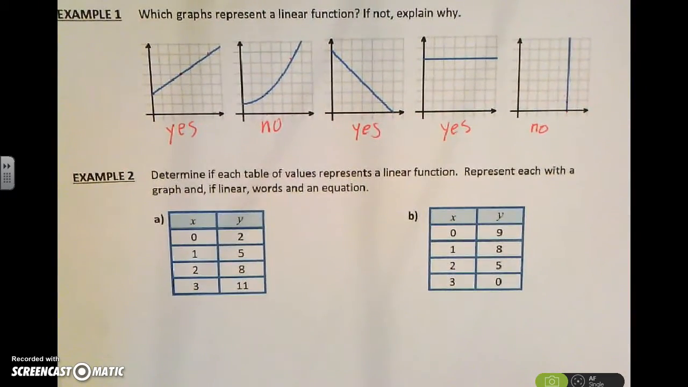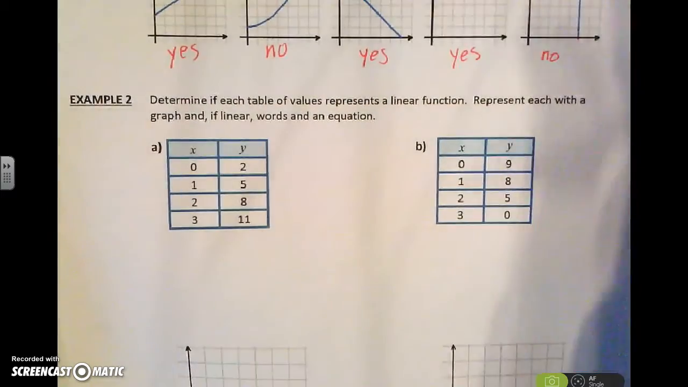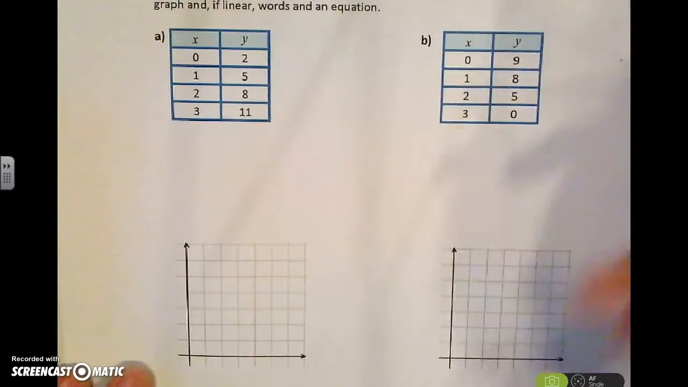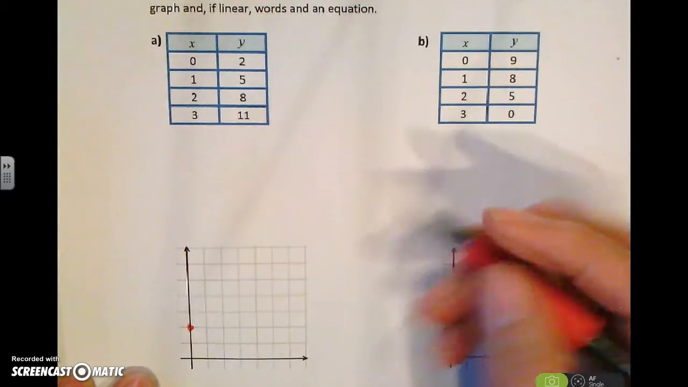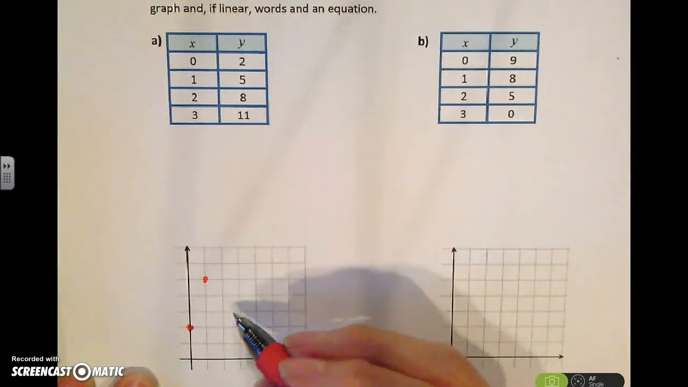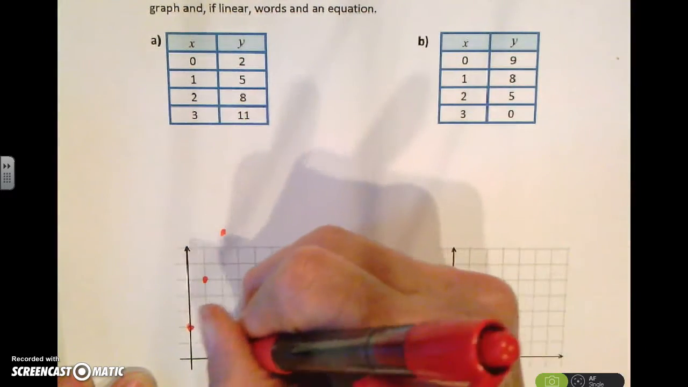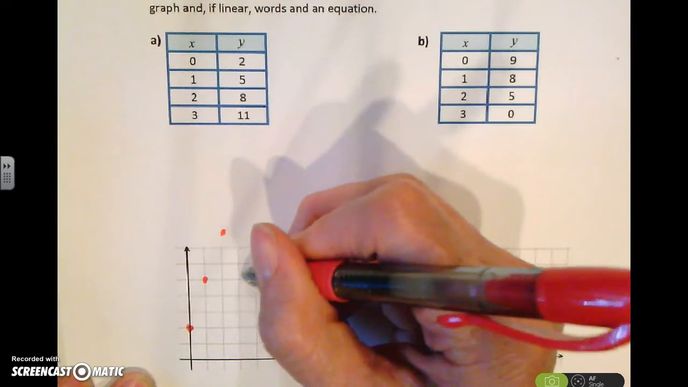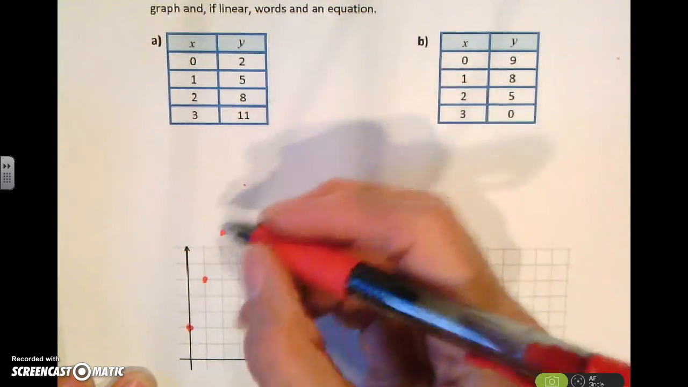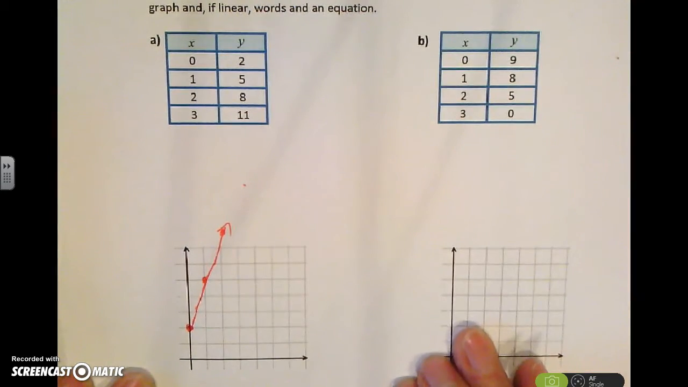All right, so example 2 says determine if each table of values represents a linear function. Represent each with a graph, and if linear, words and an equation. So let's start off and graph this below. We have the point (0, 2), so 0, 2 here. We have the point (1, 5), so over 1, up 1, 2, 3, 4, 5. We have the point (2, 8), 1, 2, 3, 4, 5, 6, 7, 8. Well, we're going off the graph. And then the point (3, 11), 1, 2, 3, 4, 5, 6, 7, 8, 9, 10, 11. So you can kind of see that this is going to end up being a line. I'm just going to stop it right there, but it is a line.